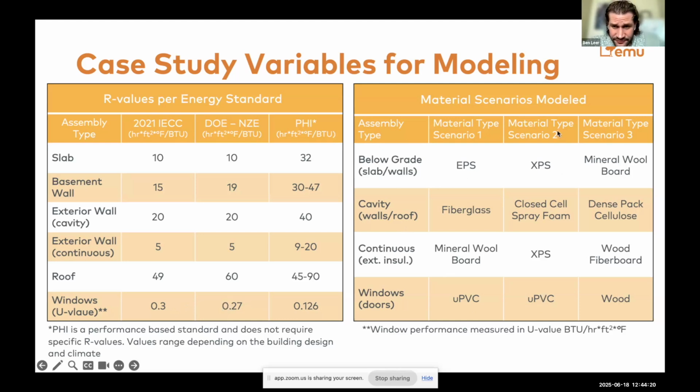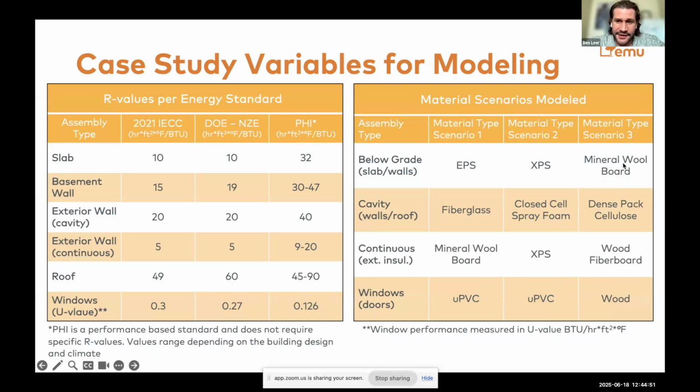On the material selection type 2, I was looking at XPS insulation, so a little bit higher performance than the EPS, closed cell spray foam, XPS as continuous, and that UPVC window as well. And I forgot to mention that for the passive house window, to get to this level of performance, you need to increase from double pane to triple pane to get this U value. So all the passive house scenarios have triple pane windows.